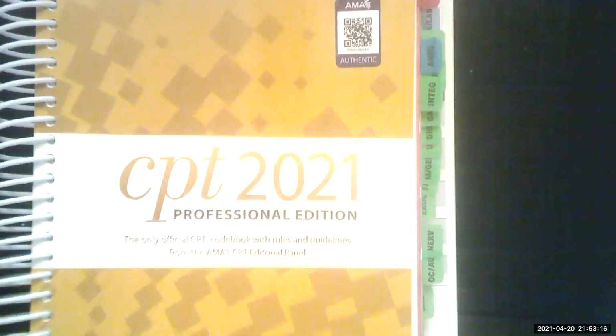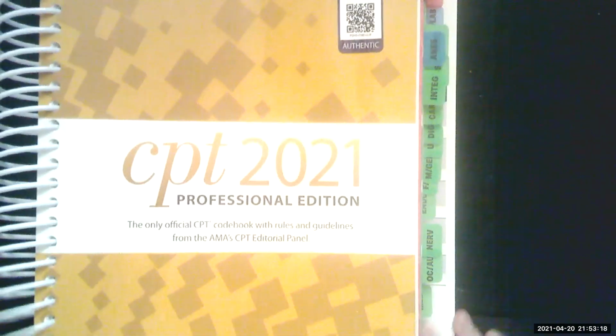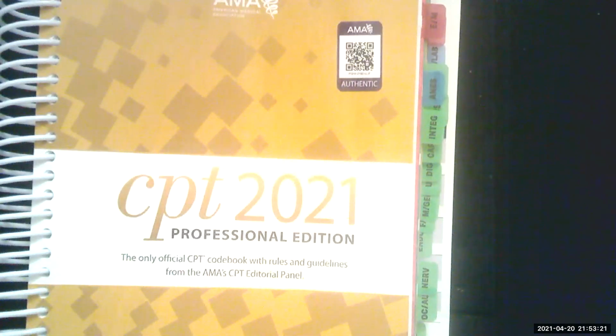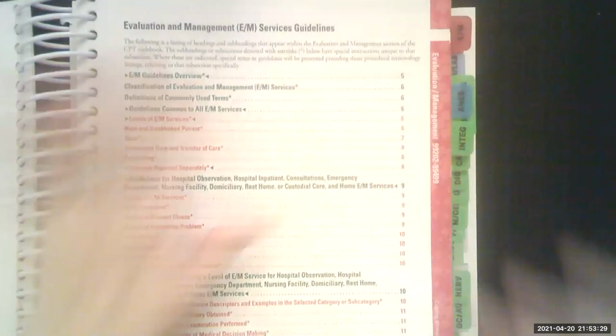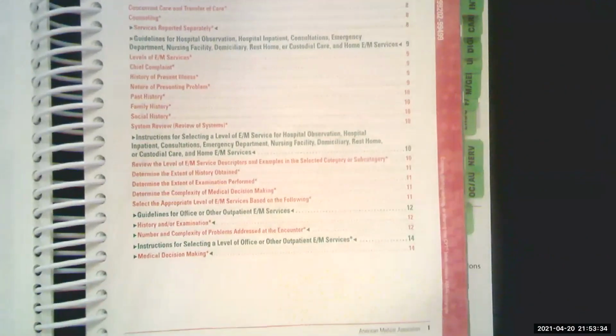Okay, so here's our 2021 CPT manual, and E&M is going to be the very first section. So we can flip right up to it. And so I am on page 1, actually, not Roman numeral, number 1.